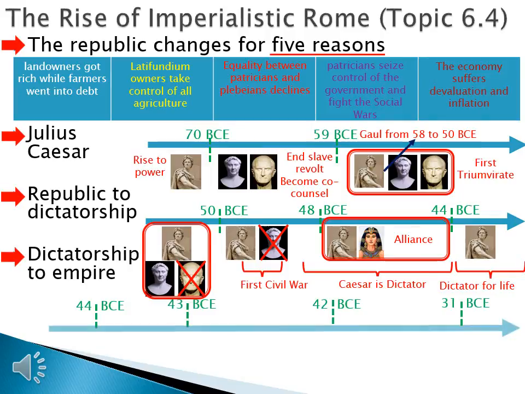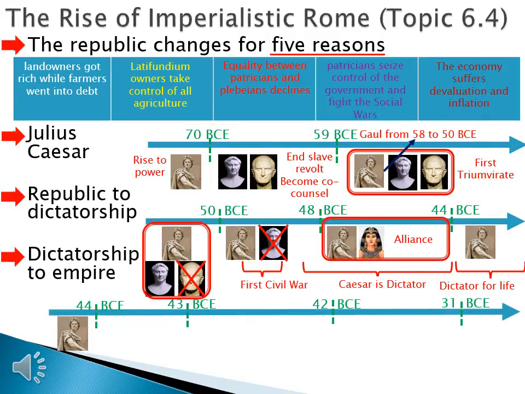Finally, we move from dictatorship to empire. In 44 BCE, a group of senators led by Brutus and Cassius kill Caesar on the floor of the Roman Senate. Unfortunately for Brutus and Cassius, Caesar had friends, Octavian his heir, and then Mark Antony and Marcus Lepidus.